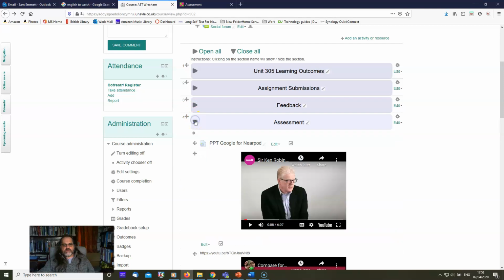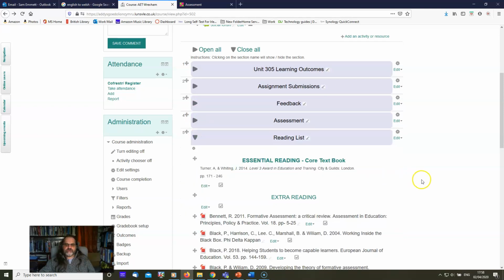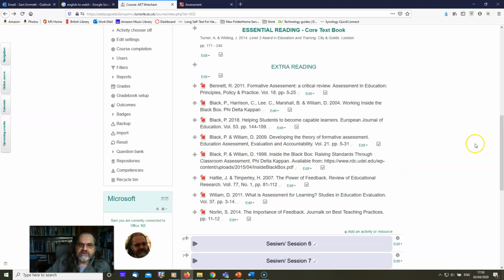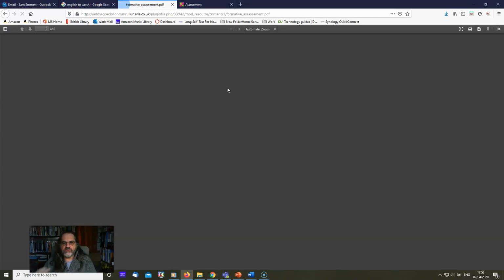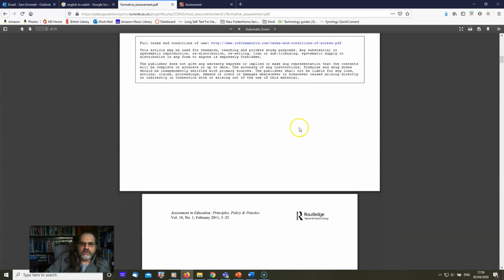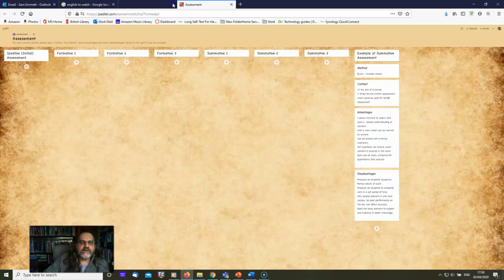And then there's this one here. You've also got your reading list if you're so interested. So there's the key part. You need to read the core textbook pages 171 to 246. And here is the extra reading. These are extra journals that I've posted up there. You just click on that. Now you don't necessarily have to read all of these, but they can be quite helpful for your assignments. Okay, well that's it for this one.